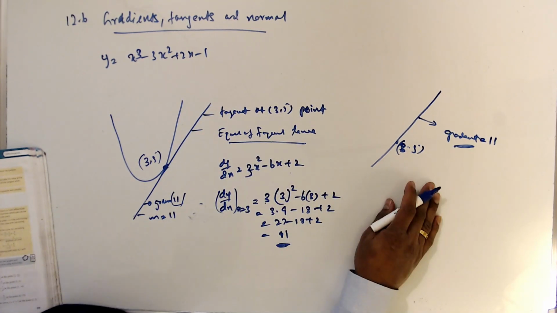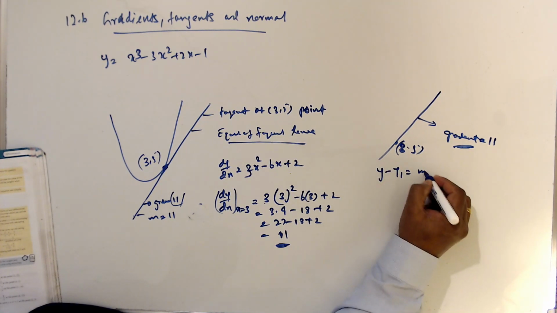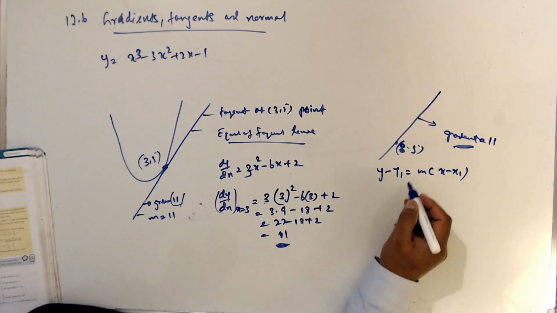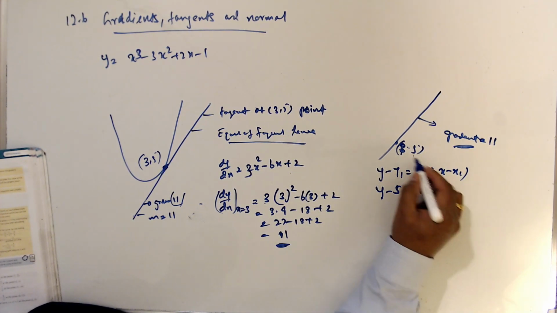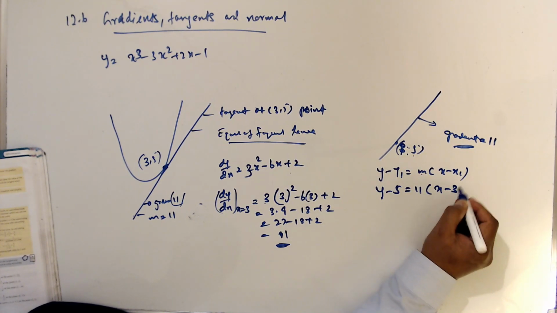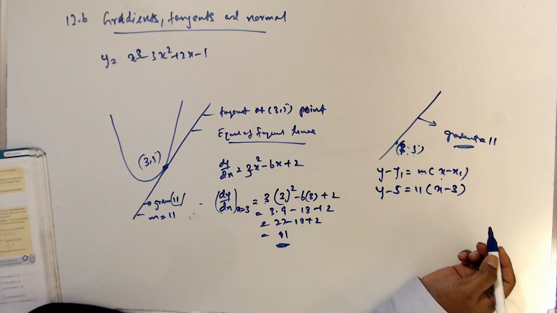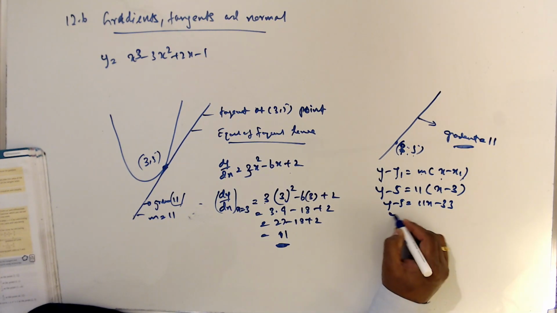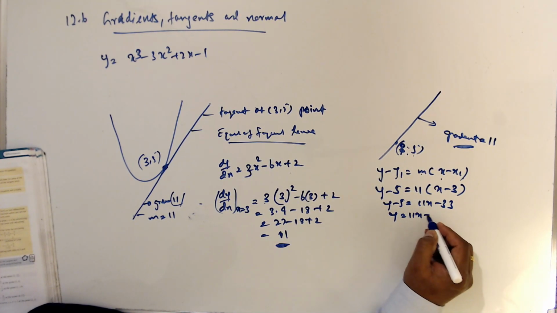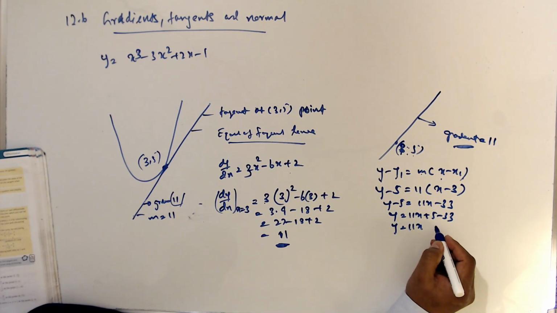Now we need the equation. How do you find the equation of a line? y minus y1 equals m times x minus x1. So y minus 5, m is 11, x minus 1 is 3. Y is a standard point, and x1 is a special point. So y minus 5 equals 11x minus 33, y equals 11x plus 5 minus 33. So y equals 11x minus 28.